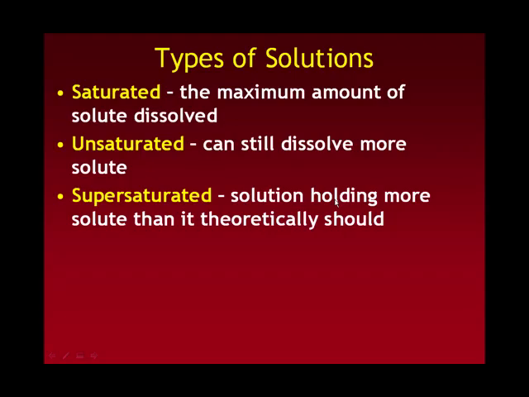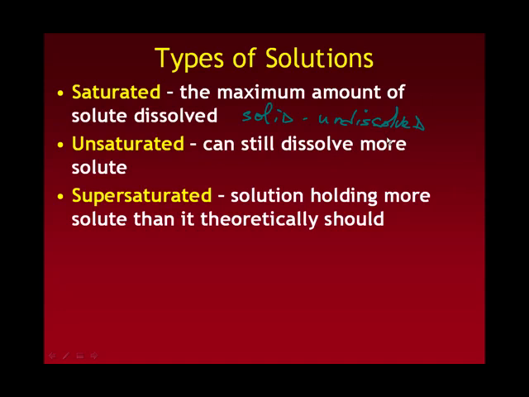So you've got three different types of solutions. You've got saturated, and that means you have the maximum amount of solute dissolved in it at a given temperature. You also have an unsaturated solution, and it can still dissolve more solute if you try and add it. Supersaturated solutions, the solution's holding more solute than it theoretically should. With a saturated solution, sometimes you see some solid that has been undissolved. Okay, that's one way you can tell you have a saturated solution, is if you have undissolved solid in the bottom of your beaker.